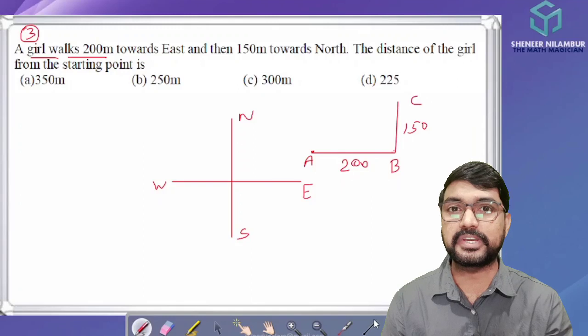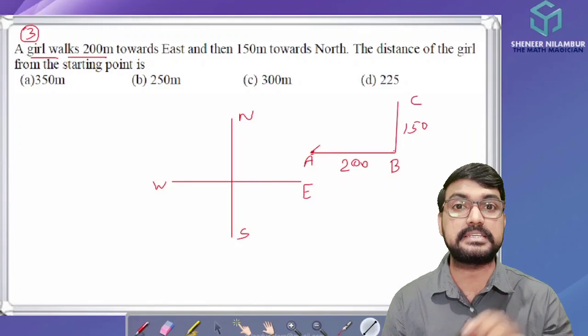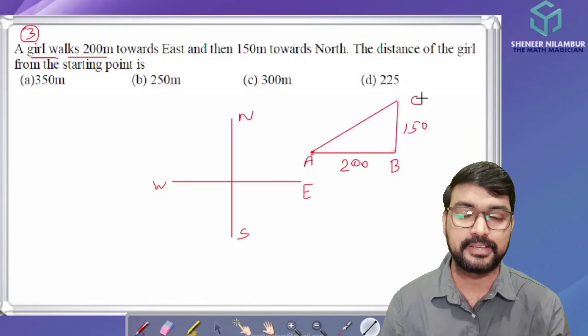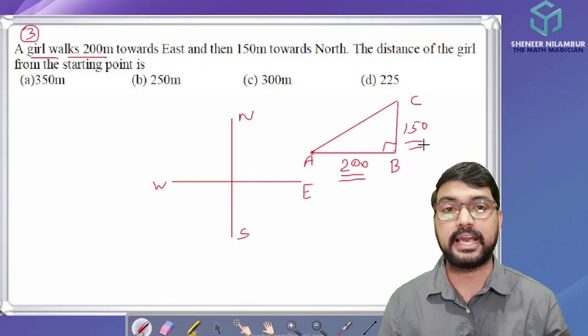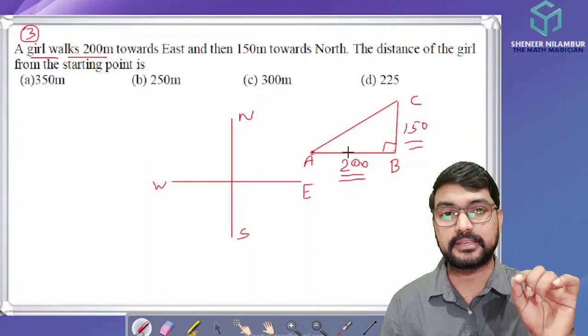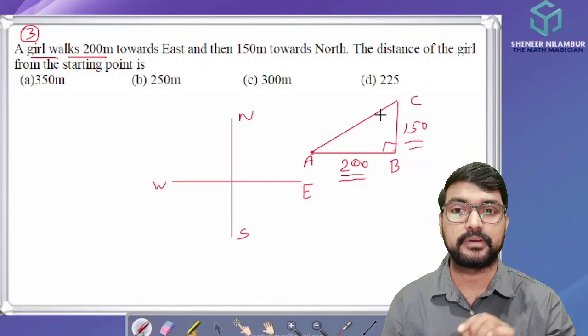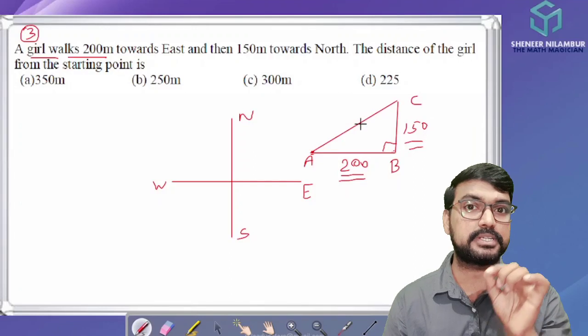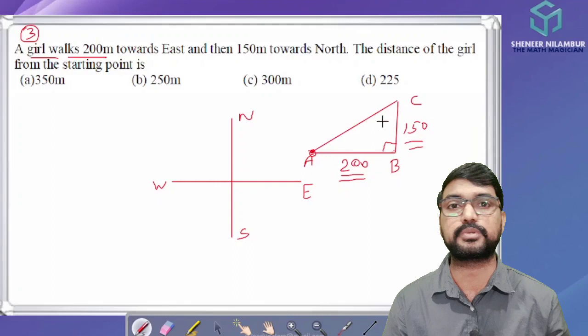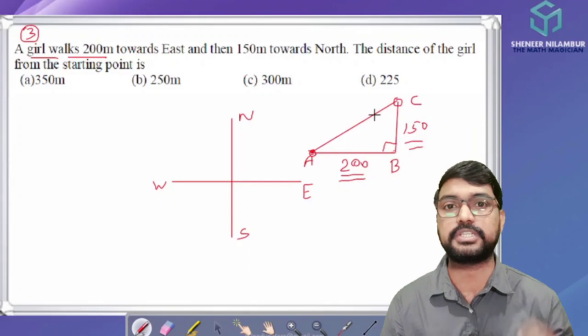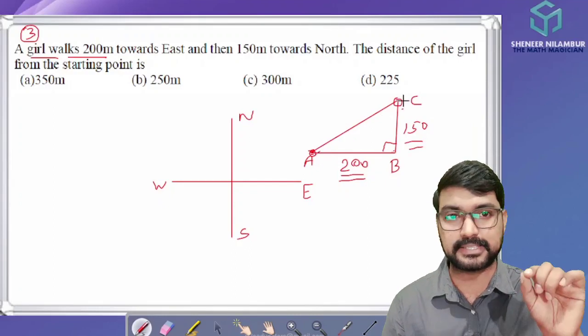By joining this figure, we can easily understand that it is a right-angled triangle. Here the measurements 200 and 150 are the sides of a right-angled triangle, and the required side is AC. Notice, it is not the distance she walked, but the distance between the initial point and the terminal point, the starting point to the finishing point: the length AC.